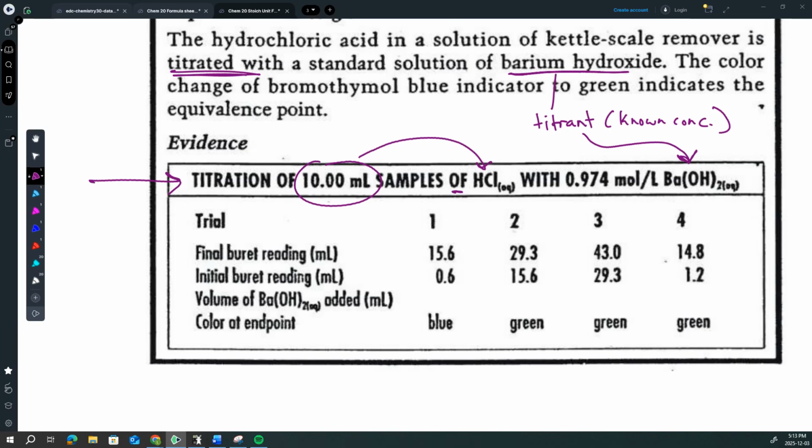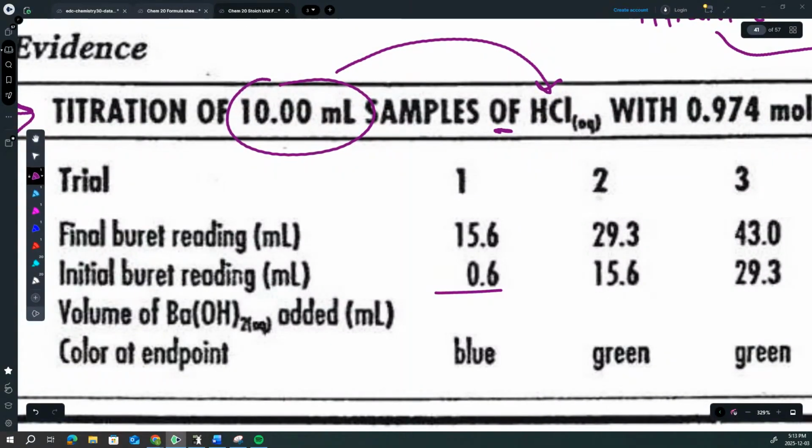Okay, so we're going to do the exact same process, which is calculate how much titrant, so barium hydroxide, we used for all 4 of these trials, figure out which one of them is going to be our outlier, although right now I'm sure you can see this first trial has a different color than the other one, so this is likely going to be our outlier. Okay, but let's just go ahead and figure it out.